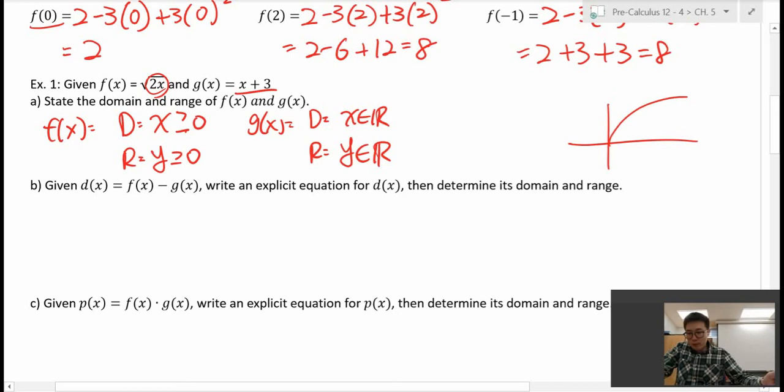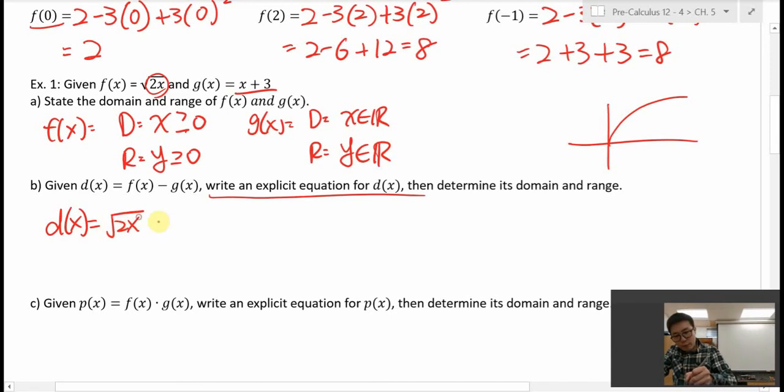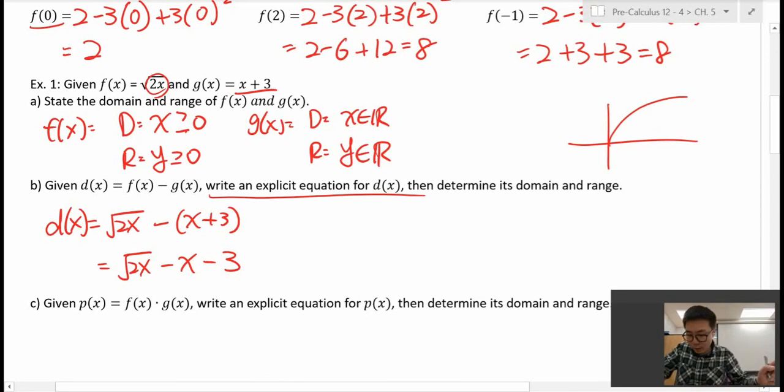Okay, so part B says, given that d of x is equal to f of x minus g of x. So in that case, what is d of x? Well, it says, write the explicit function equation for d of x. So d of x is going to be f, which is square root of 2x, minus g of x, which is x plus 3. So notice how I put x plus 3 in brackets, because we're subtracting, so be careful, it actually ends up with minus x and then minus 3. Okay, so be careful. You're subtracting the entire function, not just the x.